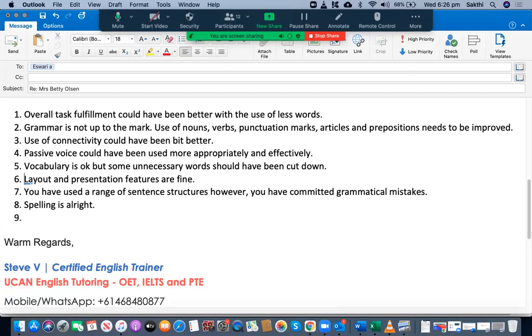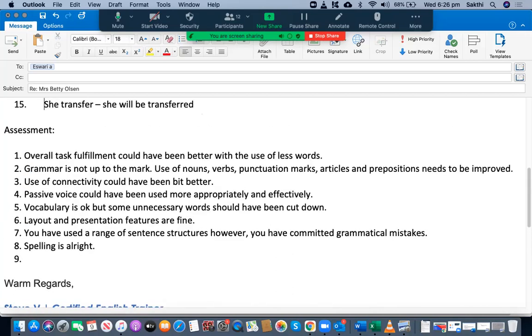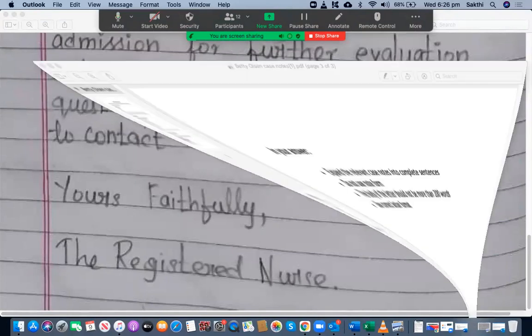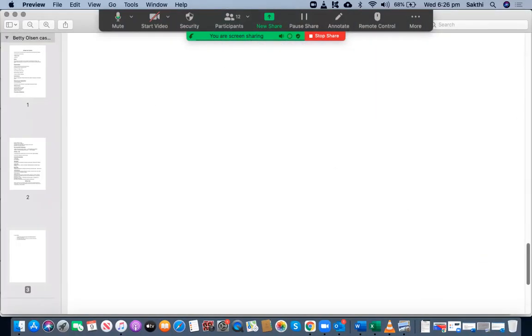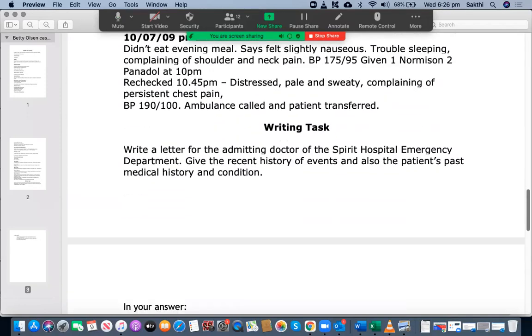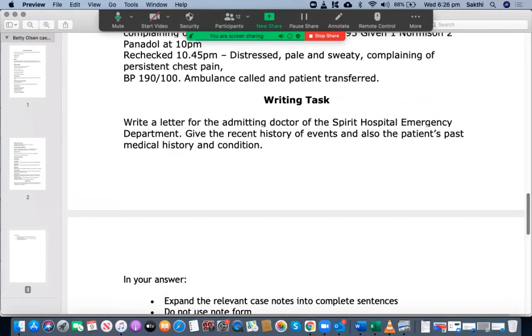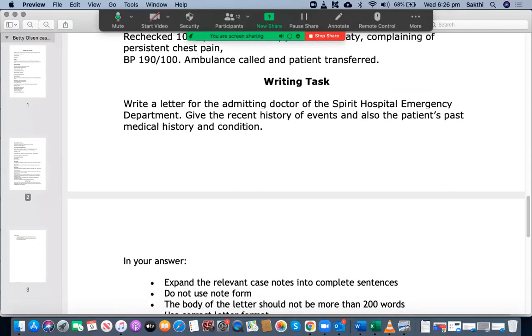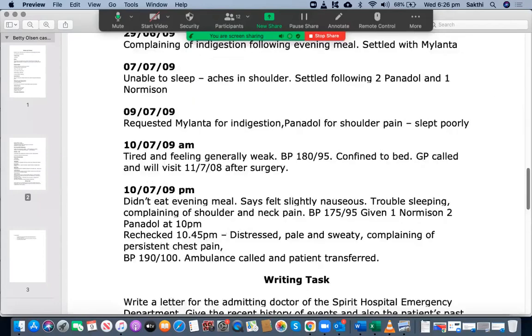Okay, let me see now if you have included all the relevant case notes in this letter or not. Is this a known case or an unknown case? Unknown case, sir. Okay, let's see. Write a letter to the admitting doctor of Sprint Hospital Emergency Department. Give the recent history of events and also the patient's past medical history and condition. So you have to include only the relevant history of events and then the past medical history. Whatever is relevant. Do not write down the irrelevant ones.